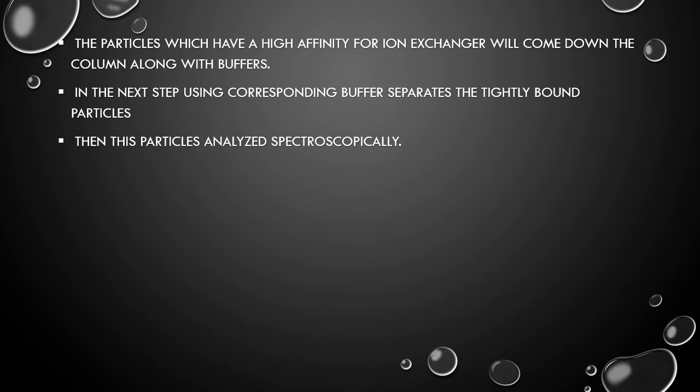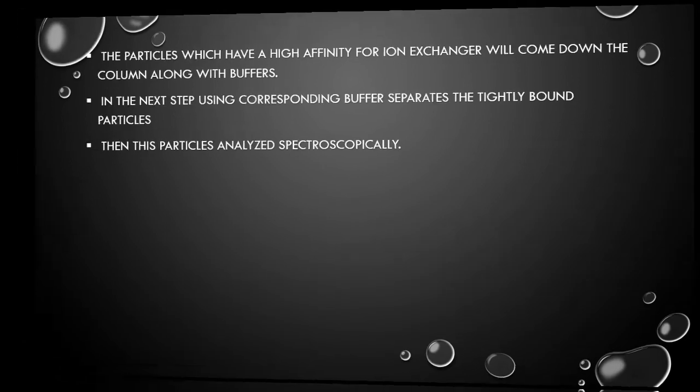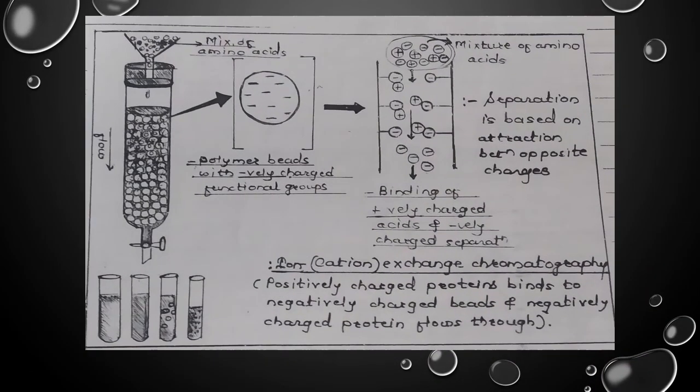So these are the basics. Imagine the column chromatography: we pour the buffer and the elution takes place according to the type of buffer, whether strong or weak. Here is one diagram of separation of biomolecules according to their charges.